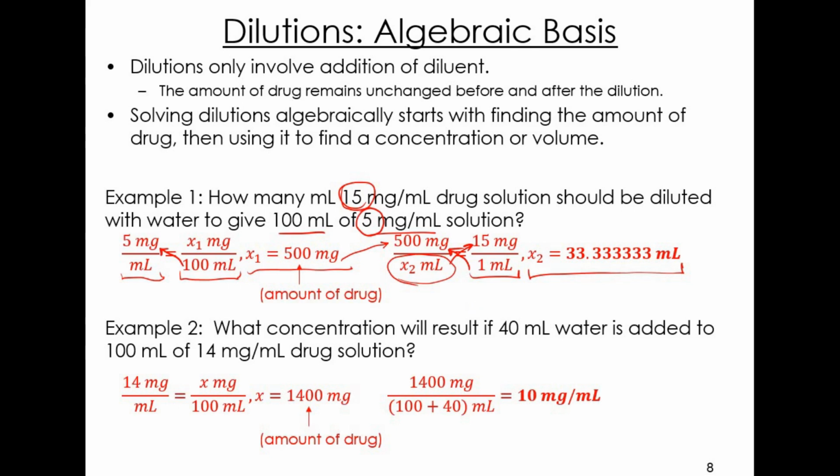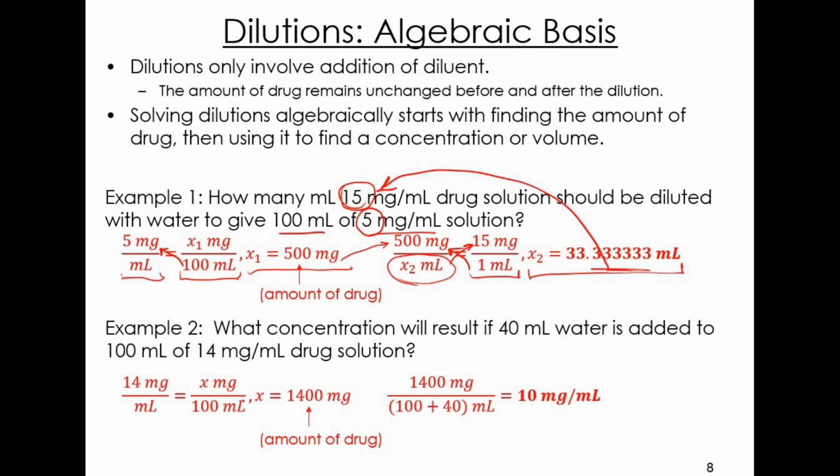So reading the problem again: how many mLs of 15 mg per mL drug solution should be diluted with water to give 100 mLs of 5 mg per mL solution? The answer is we'll have 33 1/3 mLs of the 15 mg per mL solution and then dilute that with water up to 100 mLs, and the new concentration at that point will be 5 mg per mL.